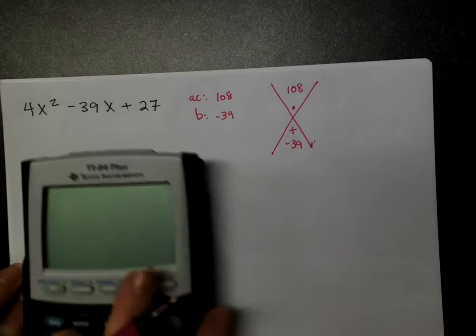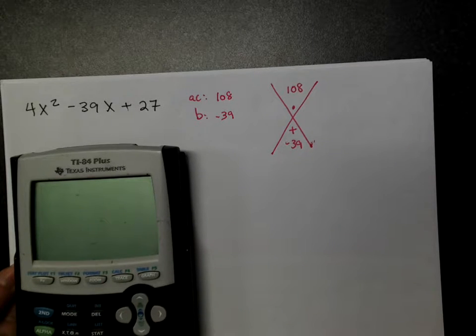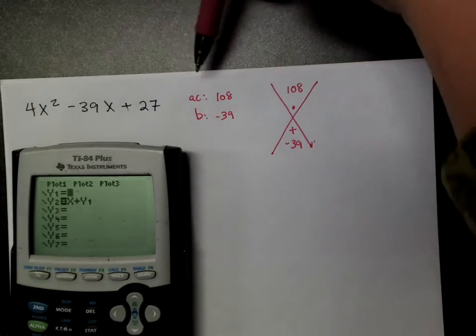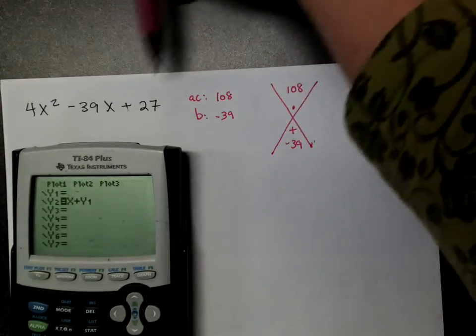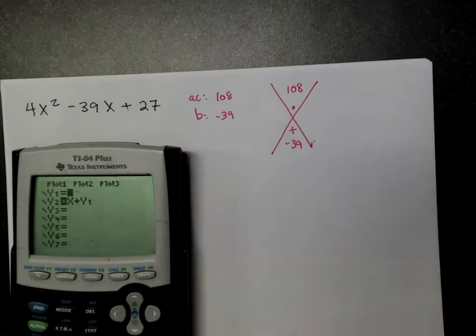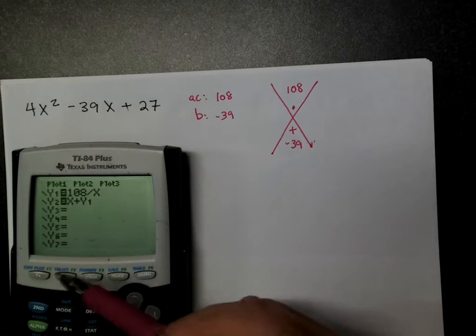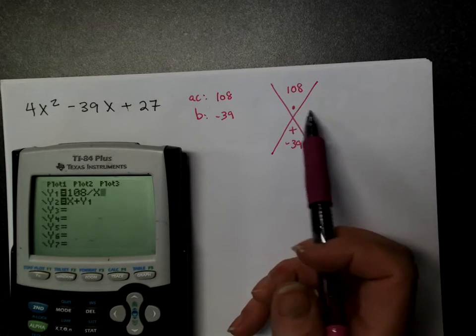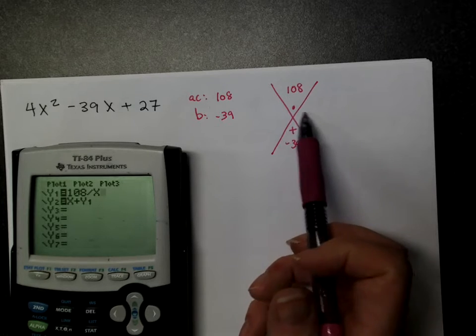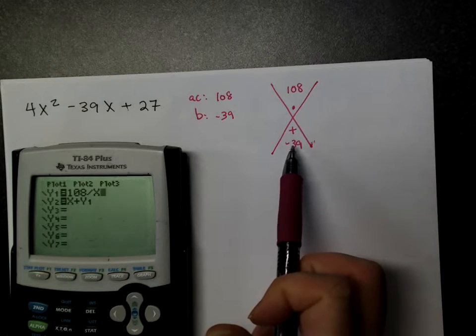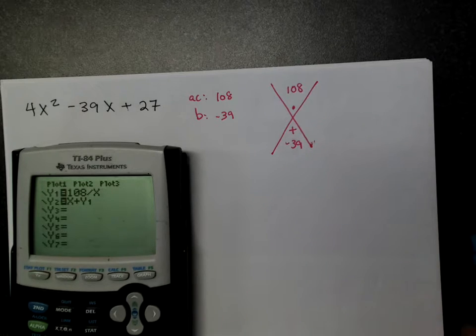It's definitely one I use my calculator for. Oh, it's because you multiplied that 4. Yes, AC just means A times C, 4 times 27. Those are some big numbers. This is exactly where the calculator is most useful and efficient. My AC is 108. I want to find factor pairs of 108, meaning two numbers that multiply to make 108. And then my last column is going to sum them, because they also have to add up to negative 39.